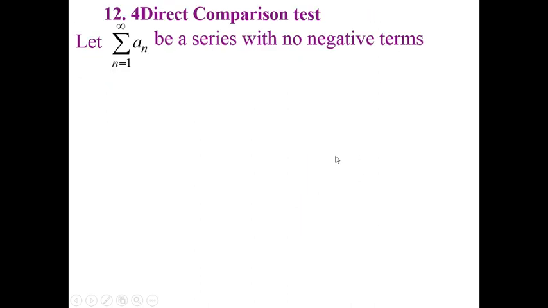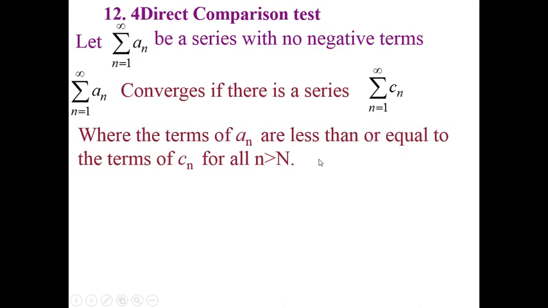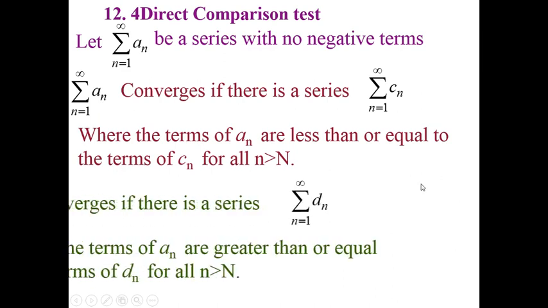And now the direct comparison test. Again, this is the condition that you need to satisfy. A sub n is the one that I showed you before, called B sub n. You can use C sub n as well. If A sub n converges, and there's a series C sub n that is kind of like a smaller series compared to A sub n. We'll take a look at that example in a minute.